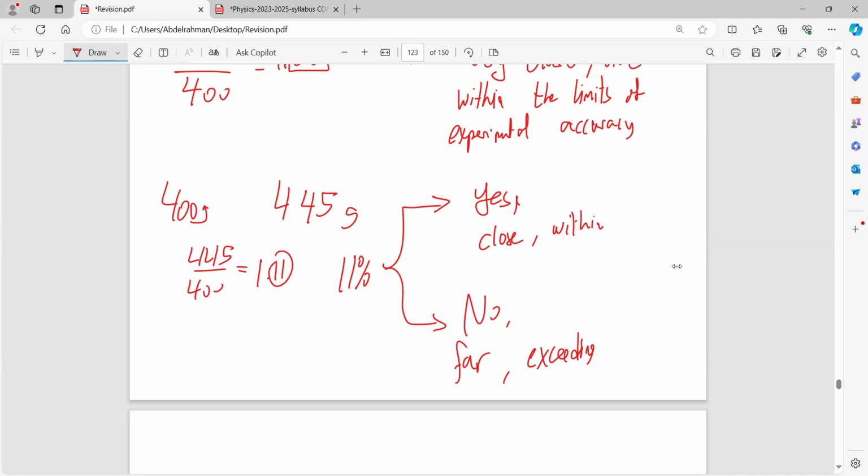If it's above 15%, it would be definitely no. If it is above 15%, definitely it would be exceeding. But I'm talking about this gray area, 11%, 12%, 13%. This is a very gray area. It could be acceptable and could be not. So if it is within this very gray area, 12%, 13%, you could consider it to be yes, and you could consider it to be no.